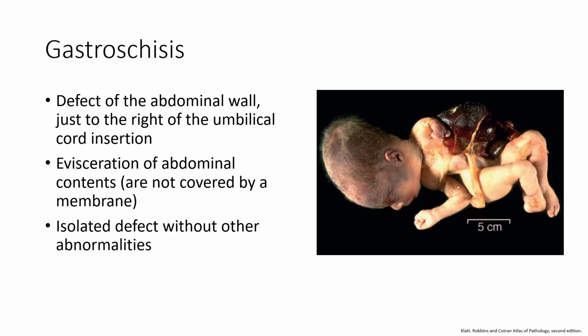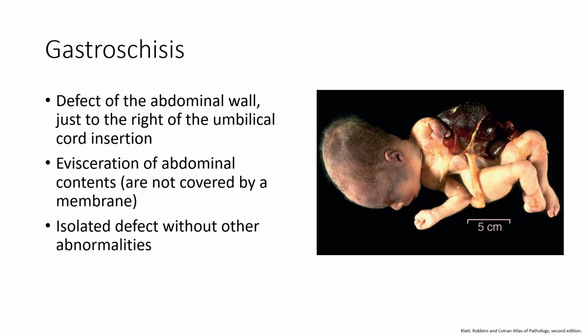Gastroschisis is also a defect of the abdominal wall. However, it occurs just to the right of the umbilical cord insertion. So it is more of a lateral defect, whereas omphalocele is a midline abdominal wall defect. In gastroschisis, the abdominal contents also herniate outside of the body. However, they are not covered by a membrane. So gastroschisis is distinguished from omphalocele by the absence of a sac covering the eviscerated contents and by a normal insertion of the umbilical cord, unlike omphalocele.